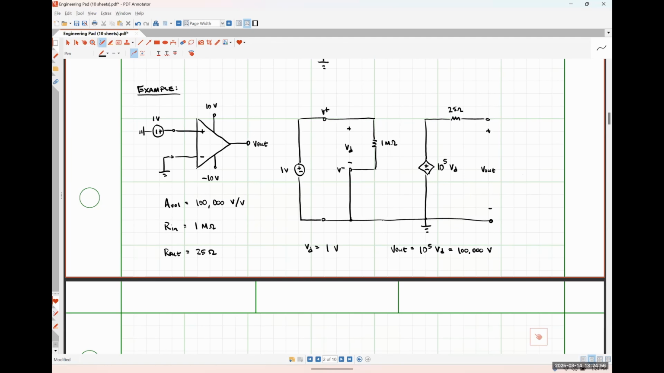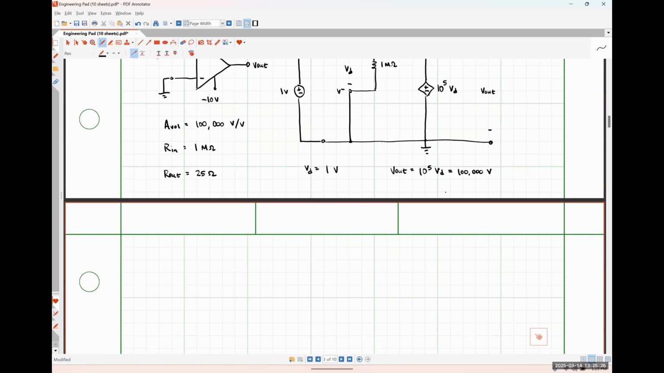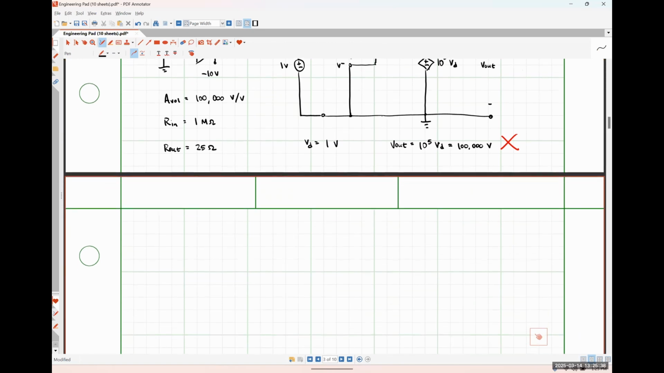Is that realistic? Good God, no. There is no way in hell, if I put 1 volt across the input terminals of an op-amp, it would give me 100,000 volts at the output. So the problem with our model, particularly in the open loop case, is that it does not include what are called the effects of saturation distortion, okay? So I'm going to put a big X there saying, no way that's ever practically happening. And now we're going to talk about what saturation distortion is.